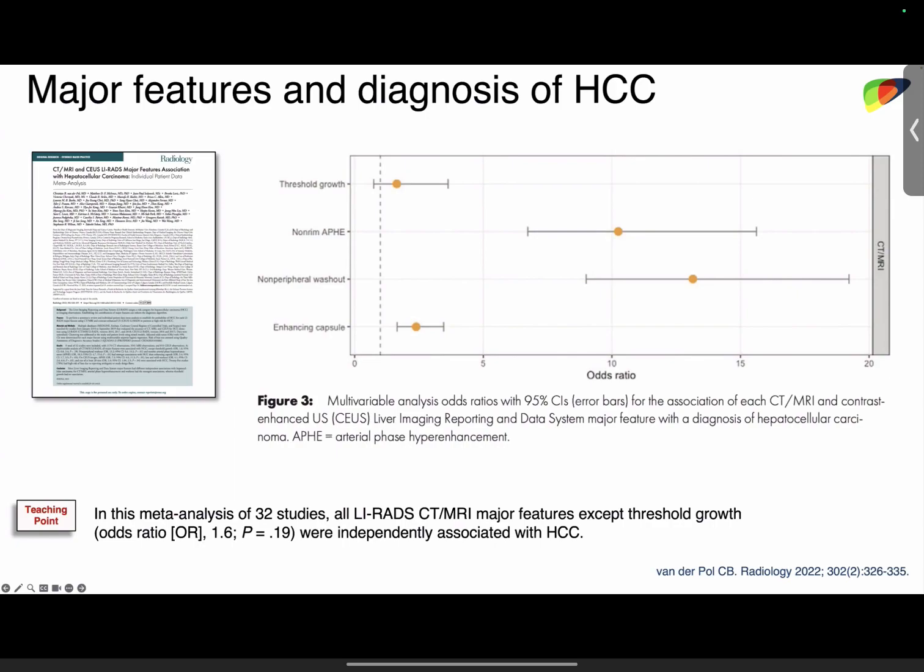So far, I have focused on data from single or individual studies. This is a figure from an individual patient data meta-analysis that has pooled data from 32 studies. You can see here for the 4 major features, the odds ratio. You can see that all these major features, non-rim, peripheral washout, and enhancing capsule, have an odds ratio significantly higher than 1. But threshold growth is perhaps the weakest one because it overlaps an odds ratio of 1, whereas the others are independently associated with HCC.